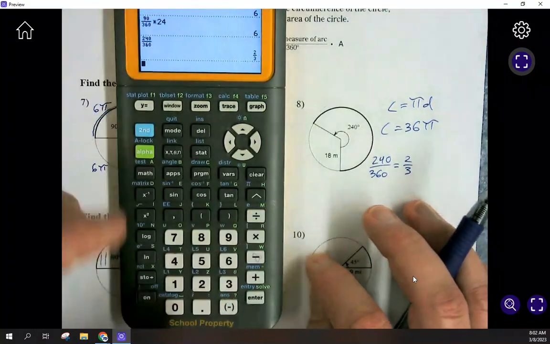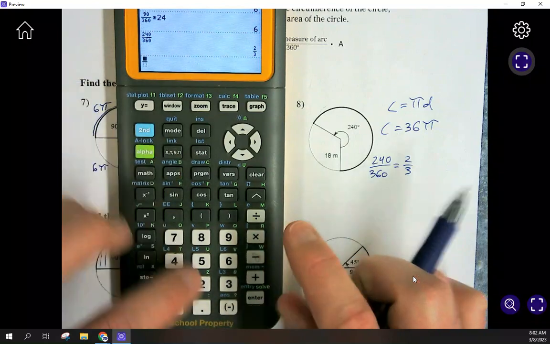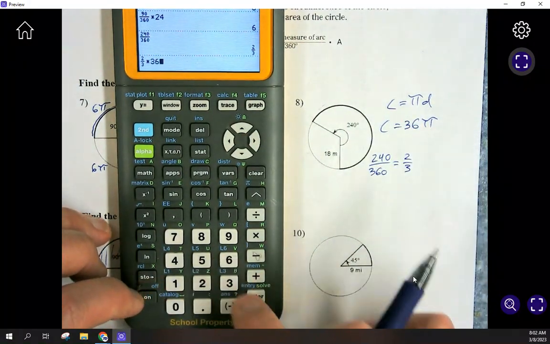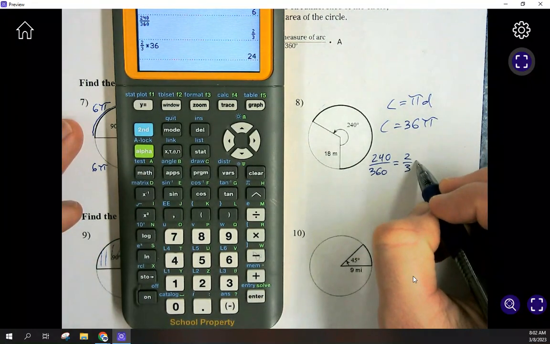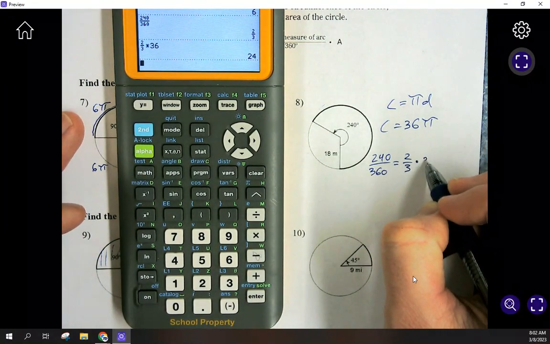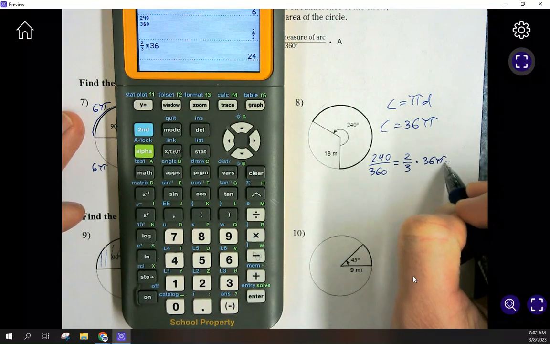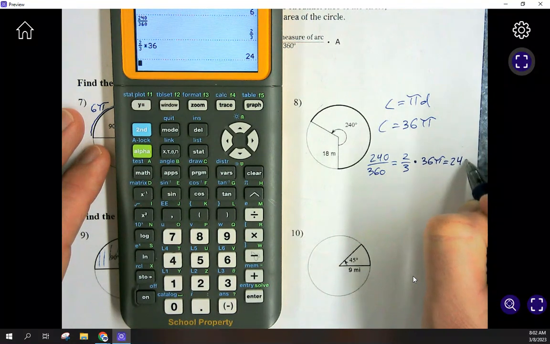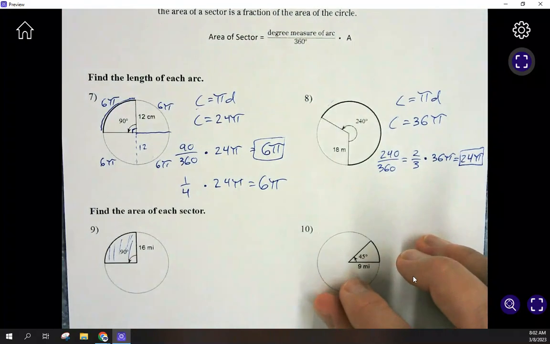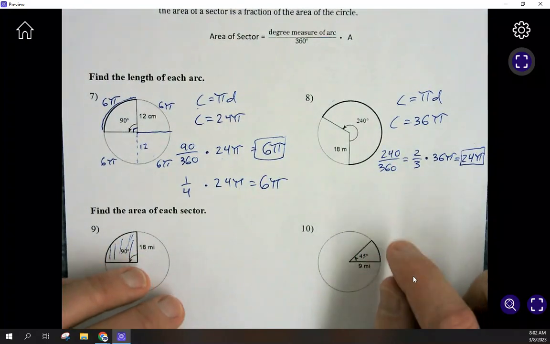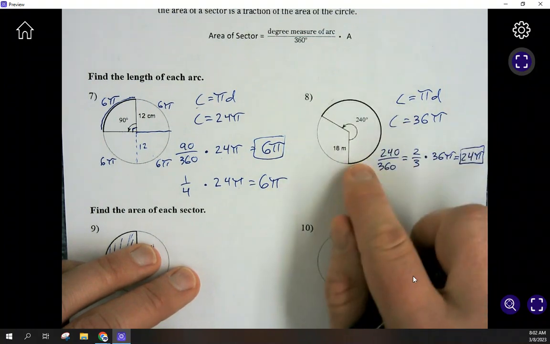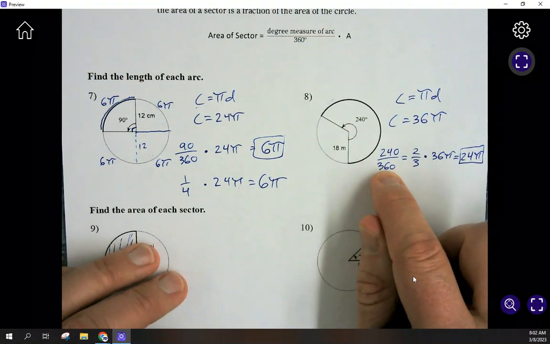And so we're just going to go ahead and take that 2/3 and times it by 36 pi. In the calculator, we're not going to include pi. We're going to leave it alone and bring it to our final answer. So 2/3 of 36 pi is 24 pi. And again, you could have just used the fraction 240 over 360. You don't need the 2/3, but it's nice to know 2/3 as opposed to this number, which doesn't really look as useful for us.